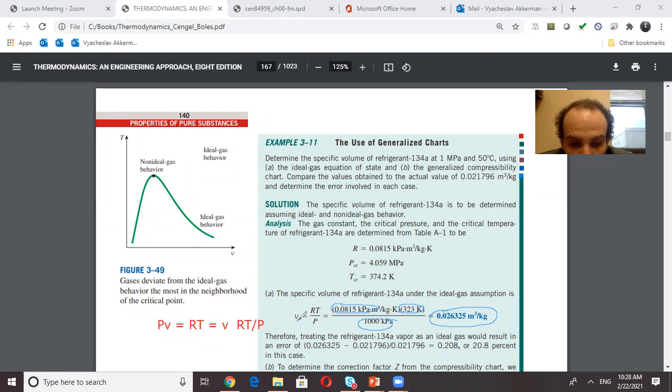It's ideal, like I say, ideal, right? So that is your tabulated value, and that is your ideal gas value. So is it good? No, it's not good. If you calculate the error between the ideal gas and the real value, you will see that your error is like 21%, 20.8%. It's bad. It's a big error.